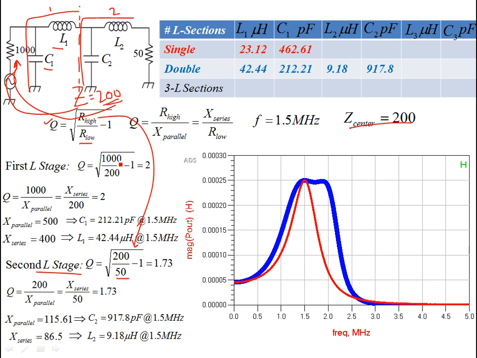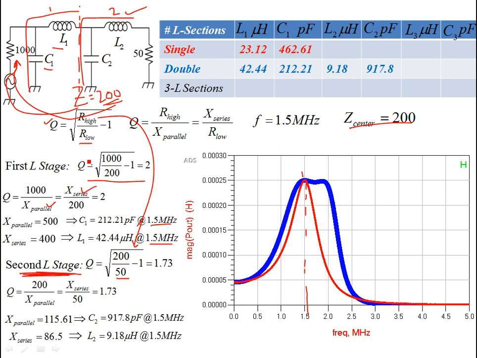For the first stage, you separately find out what the Qs are using R. So R high is 1000 over here, and R low is 200 on the other side. So that's your Q, and then you find those X parallel, the reactive. Parallel is capacitive reactance, series is your inductive reactance. So you find the values of those inductor and capacitance circuit elements at 1.5 megahertz. That's your design frequency at which you wish to match or maximize the power transfer. You carry out the same procedure for the second L stage.